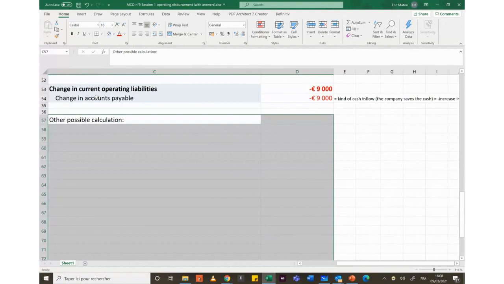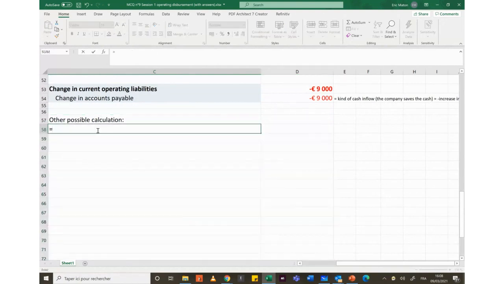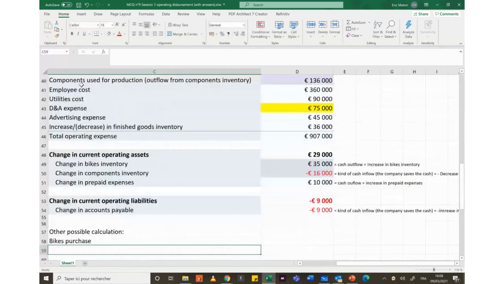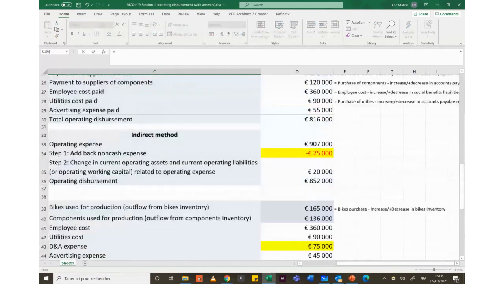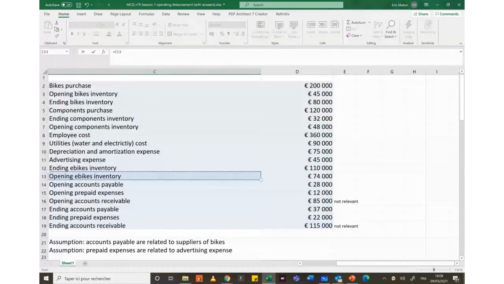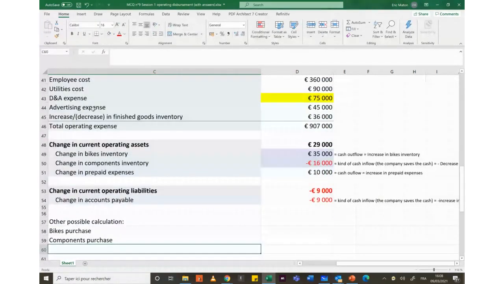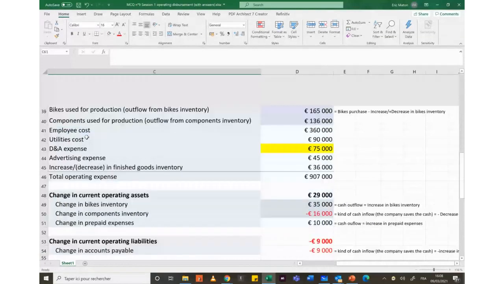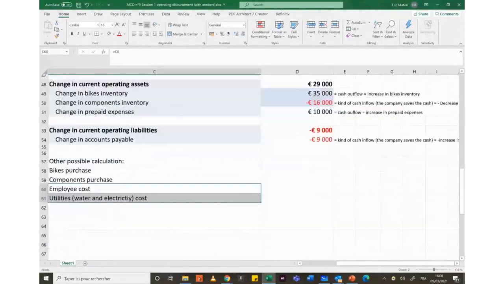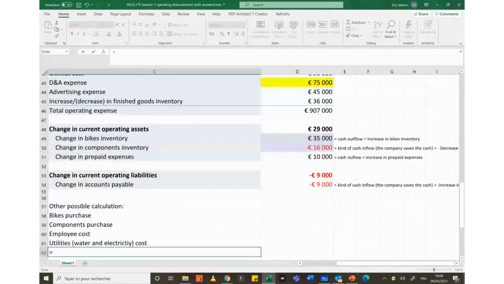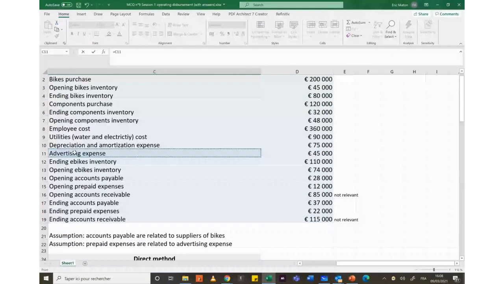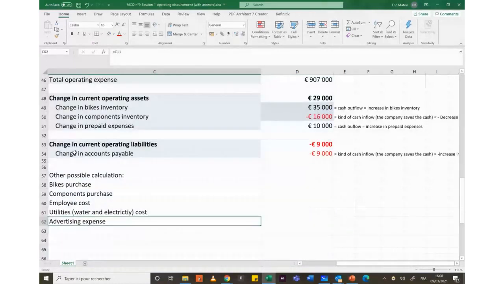Okay. Take directly only the purchase. Directly the purchase. After the components purchase, all the expenses, the cash expenses, so employee cost, utilities. We don't care about the D&A. So advertising. So here we use only cash expenses.